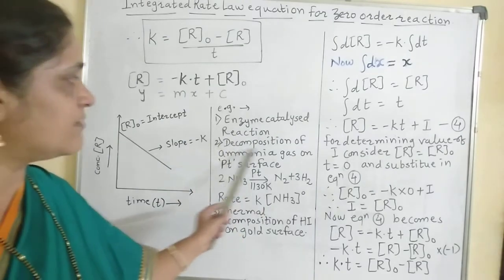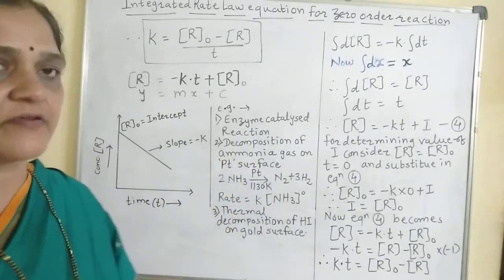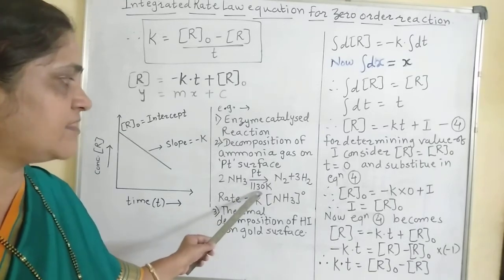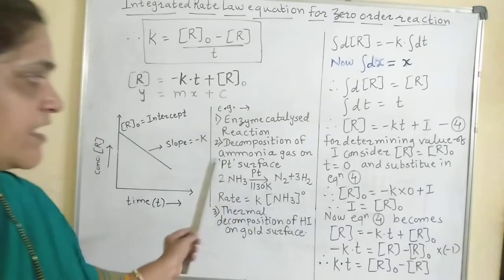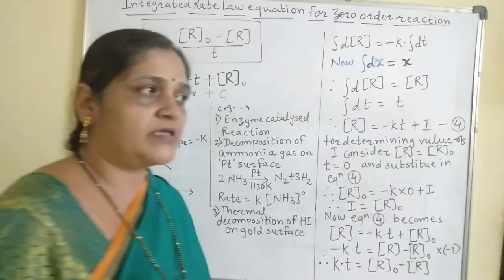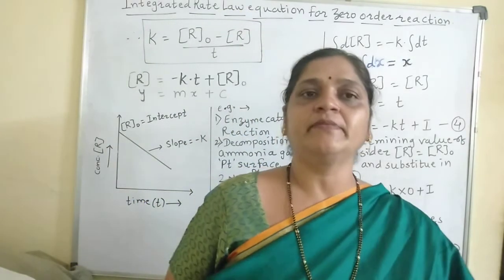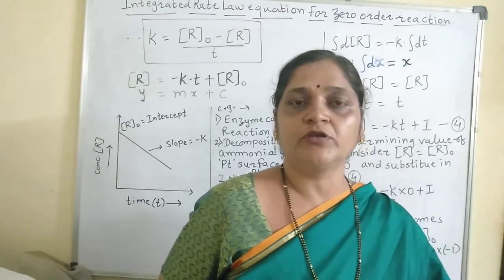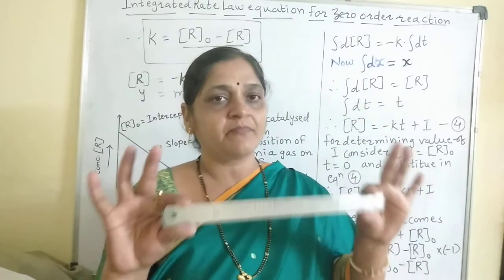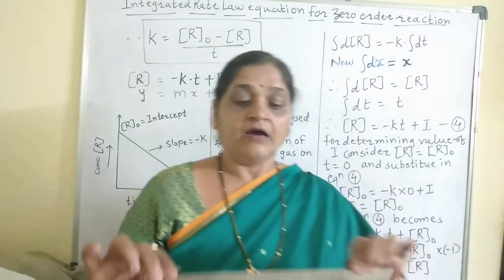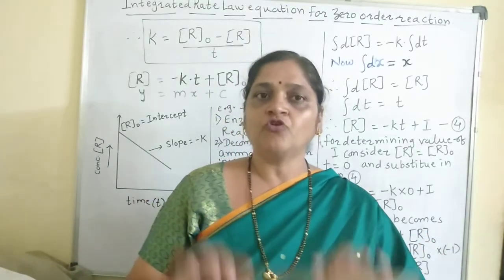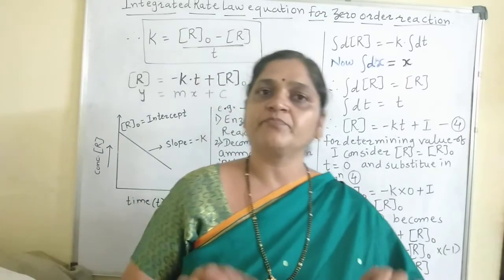Second example is decomposition of ammonia gas on platinum surface. The reaction is taking place at the platinum surface and the temperature is 1130 Kelvin. The ammonia gas gets split into nitrogen gas and hydrogen gas. Here also the platinum surface decides how many ammonia molecules undergo the decomposition process. If this much amount of platinum surface is available, then how many ammonia molecules will gather on this surface? Only those molecules undergo decomposition.